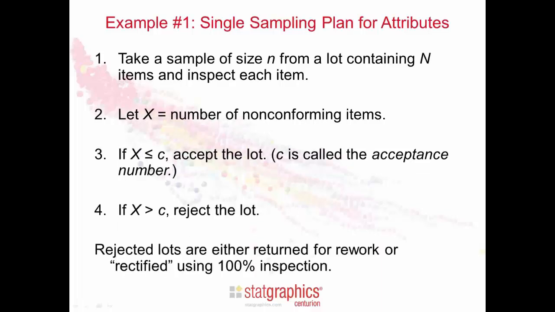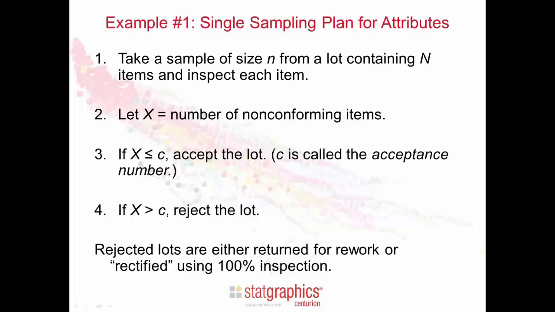Now, if a lot is rejected, it's either going to be returned to the manufacturer for rework, or will be rectified using 100% inspection. If we rectify a lot, we actually go through and inspect every item in the lot. And if it turns out to be defective or non-conforming, we'll replace it with a good item.